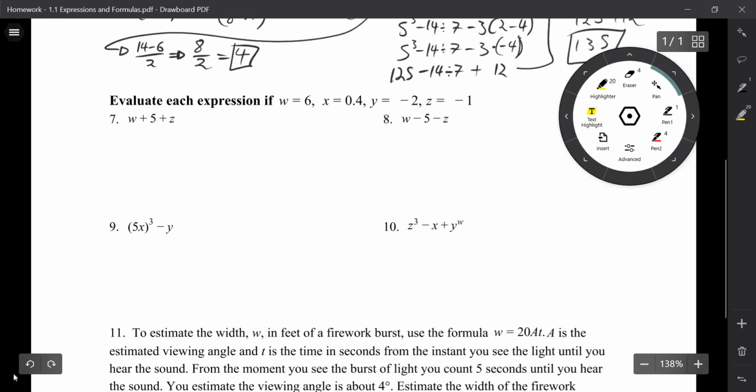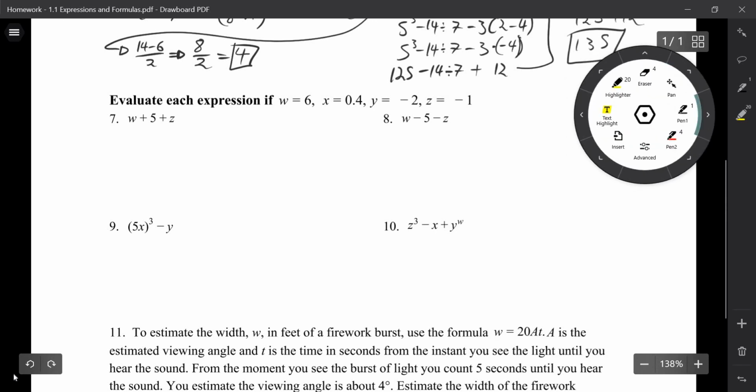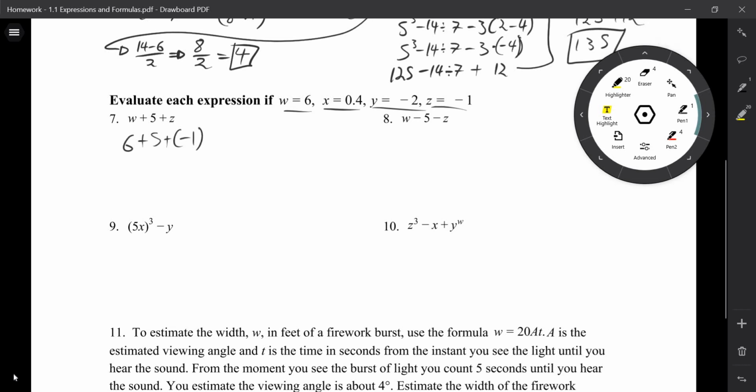This one's going to be a lot of substitution here, evaluating each expression with different values of variables. So the first thing we do is just plug in all the values we've got. w is 6, x is 0.4, y is negative 2, z is negative 1. So w plus 5 plus z is 6 plus 5 plus negative 1. And that's just addition and subtraction. So we've got 11 plus a negative 1, which is the same thing as minus 1. So that'll give us 10.